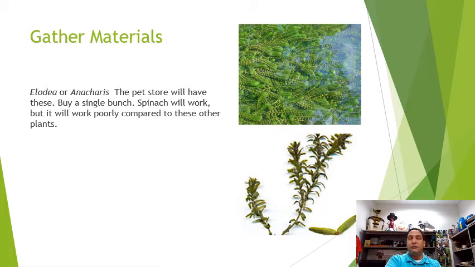If you cannot find these plants, you can substitute just baby spinach, which you can find at any grocery store. The baby spinach will not work as effectively. It may be much more difficult to do, and you may need to run this experiment for longer to see the same reaction. It is ideal to get either Elodea or Anacharis. If not, spinach will work, but it's going to take you about twice as long to run the experiment.